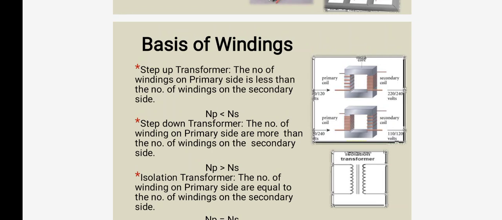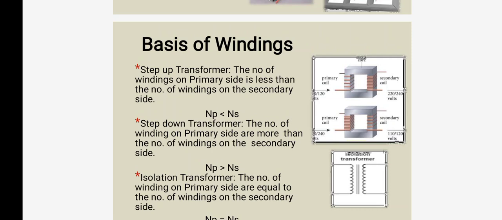Then the basics of winding. Step up transformer: the number of windings on the primary side is less than the number of windings on the secondary side. NP is less than NS. From the diagram you can see the minimum winding in the primary and the maximum winding in the secondary.